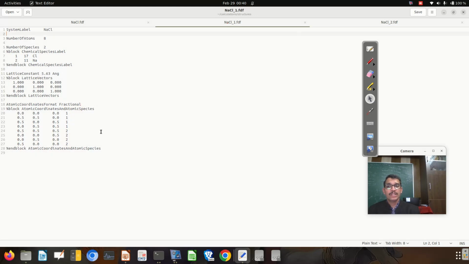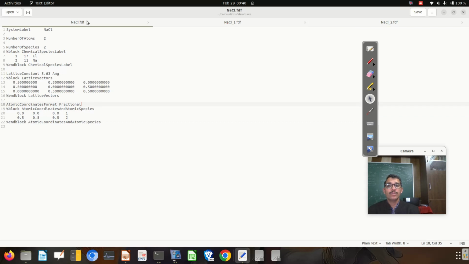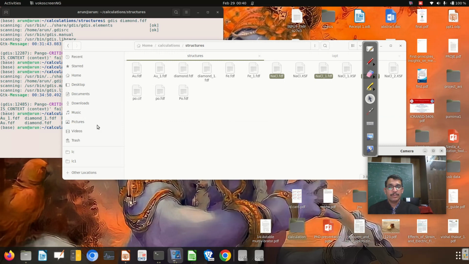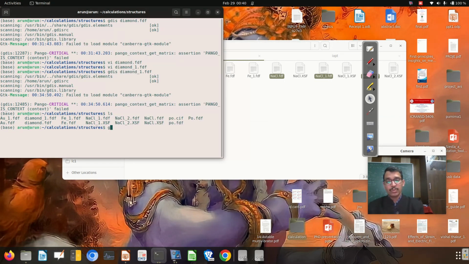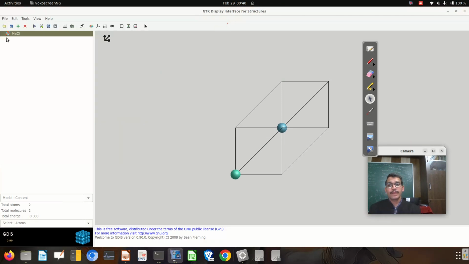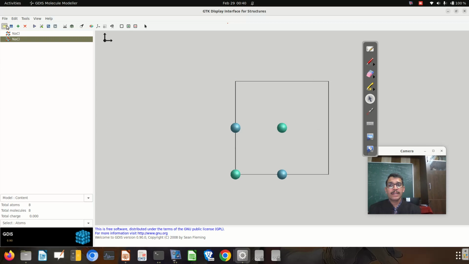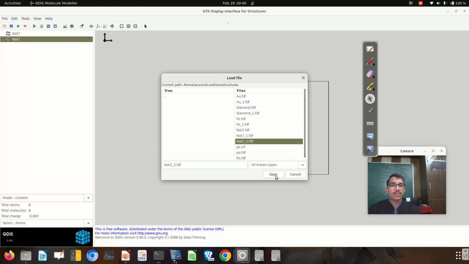This structure where I put 0 0 0 here, and this structure, these both look identical. So let me look at these structures with the help of our tools. So GDIS NaCl.FDF, this is one structure, and another structure is also there with us, NaCl_1.FDF. Let me open it, and similarly NaCl_2.FDF.